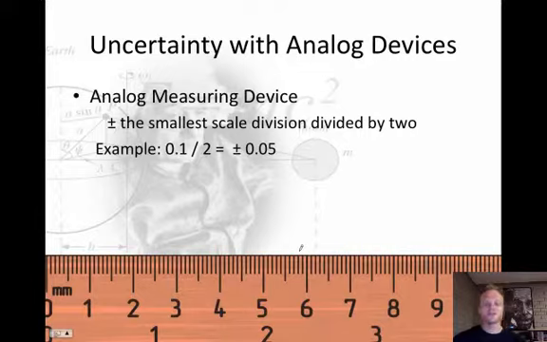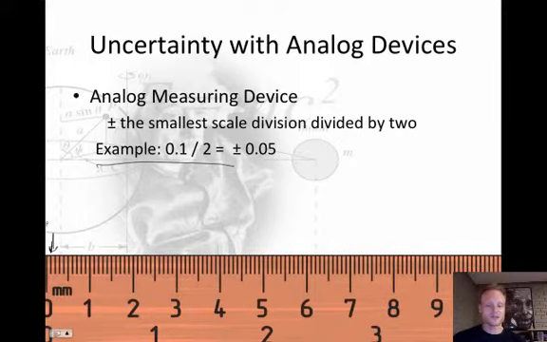The way you calculate the uncertainty of an analog device is you take the smallest scale division and divide it by 2. Okay, so we can see on this ruler, we have millimeters. So here's 1 millimeter right here. And basically, we can take that smallest scale division, so here's 1, here's 2, and 3, and this would be like 0.1, 0.2, 0.3, and so forth. We can take that and we can divide it by 2. So I had the example here, we took 0.1 divided by 2, and so we have an uncertainty of plus or minus 0.05 for our answer.